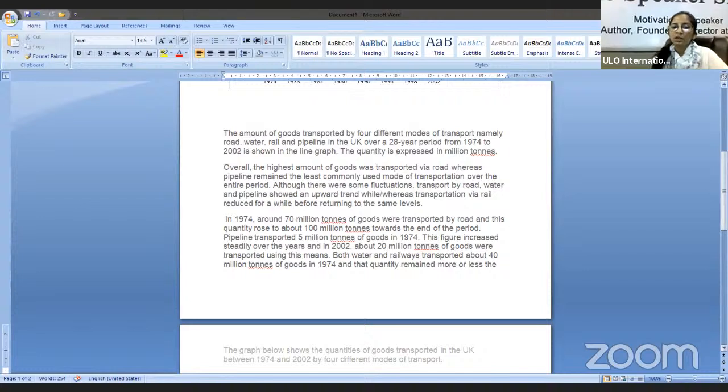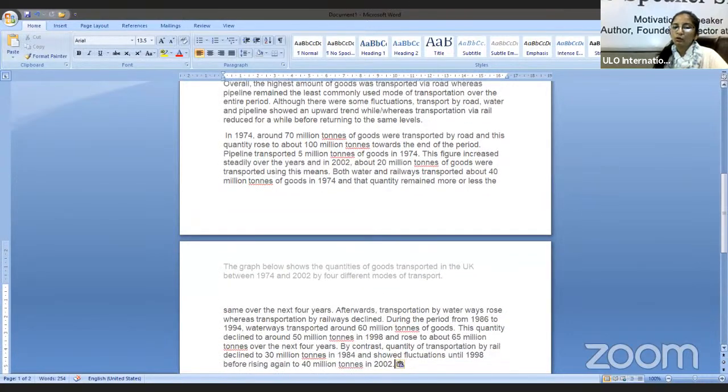Pipeline transported 5 million tons of goods in 1974. This figure increased steadily over the years, and in 2002, about 20 million tons of goods were transported using this means. Next, we will talk about water and railways. Both water and railways transported about 40 million tons of goods in 1974, and that quantity remained more or less the same over the next 4 years. Afterwards, transportation by water rose, whereas transportation by rail declined.